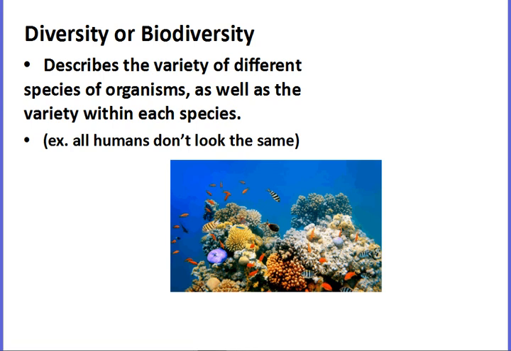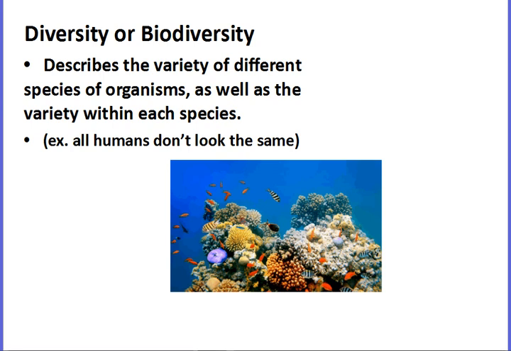This idea of diversity or biodiversity describes the variety of different species of organisms as well as the variety within each species. So the first part, there are many different types of organisms. The prefix bio in biodiversity just means living things. So biodiversity is technically the term for the variety of living things on Earth.